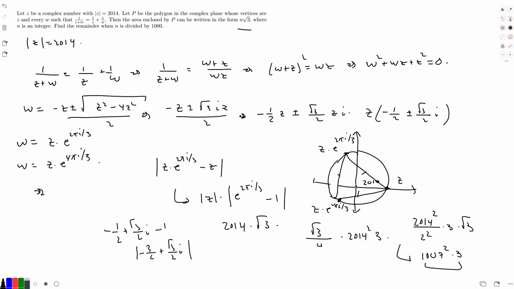And then we want to find it when n is divided by 1000. So if we take this modulo 1000, we get 7 squared times 3, which is 49 times 3, or 147, modulo 1000. And we are done. The answer is 147.